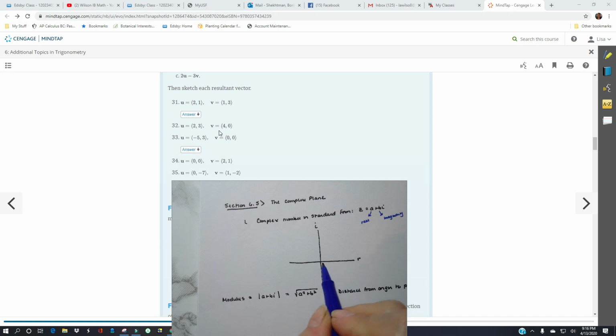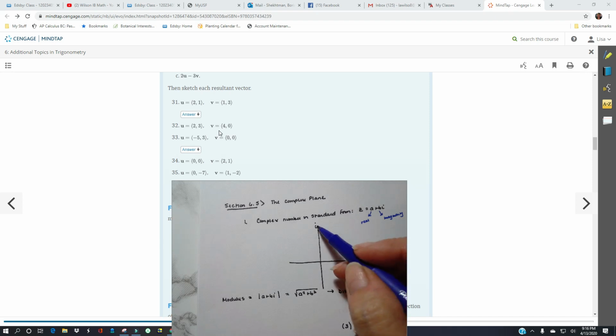Horizontally, we go on the x, positive x, positive y, negative y. Well, now it's r for real and i for imaginary. So the real part, the positive real, is to the right of the origin. Negative r is to the left. Positive imaginary numbers are above the origin, and negative imaginary numbers would be below the origin.